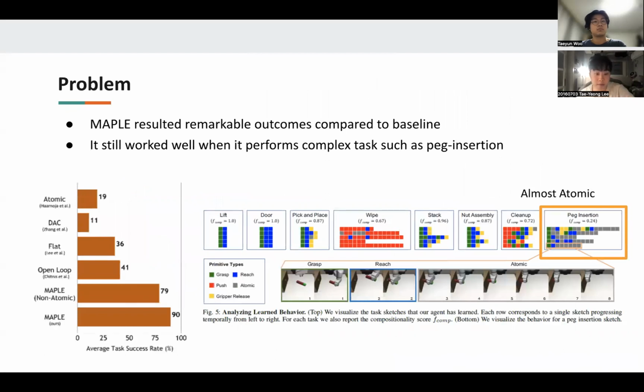They found that MAPLE significantly outperformed the baseline. However, it was still confirmed that learning was not well performed on tasks that require complex and sophisticated control, such as tag insertion. We will explain how we approached this problem this semester and how we try to solve it.